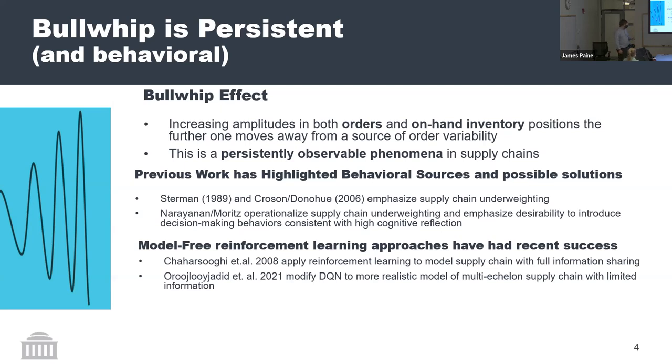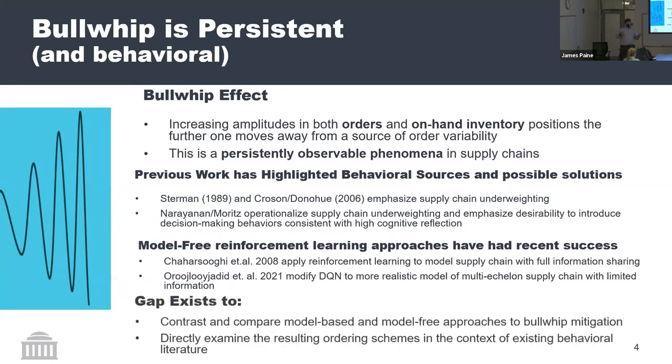And as I referenced briefly a little bit earlier here, this 2021 paper in INSOM directly applied a DQN to a slightly more realistic model of a multi-echelon supply chain in order to reduce costs. Now, I view this first half and the second half as two related but complementary approaches towards investigating this phenomenon. And in my mind, really their simultaneous existence implies a gap. Specifically, this gap exists to contrast and compare both a model-based and model-free approach to bullwhip mitigation within this space.